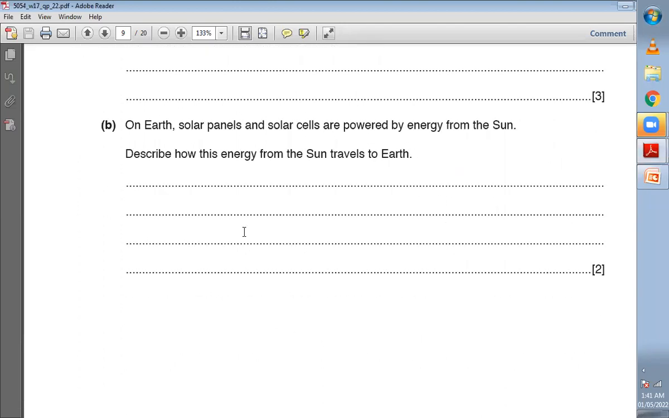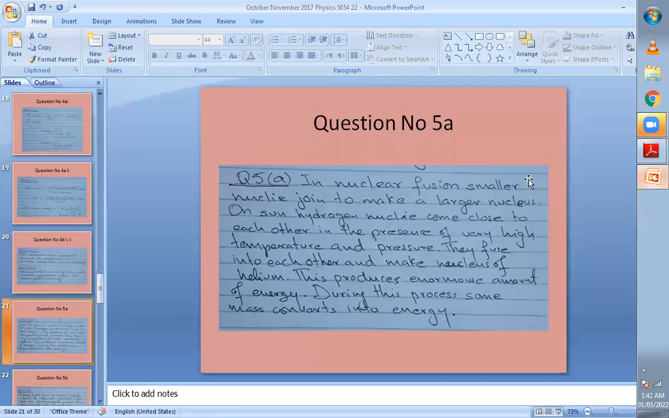Okay, so on Earth, solar panels and solar cells are powered by the energy from the sun. Describe how this energy from the sun travels to Earth. You know that between the sun and the Earth, there is vacuum and there is no medium. So the energy from the sun is coming to the Earth in the form of infrared. Infrared radiation is a part of the electromagnetic spectrum. Electromagnetic waves do not require a medium to travel. So the energy from the sun is coming to the Earth by the help of electromagnetic waves and infrared rays, and they do not require a medium to travel. So that's why the energy will travel.